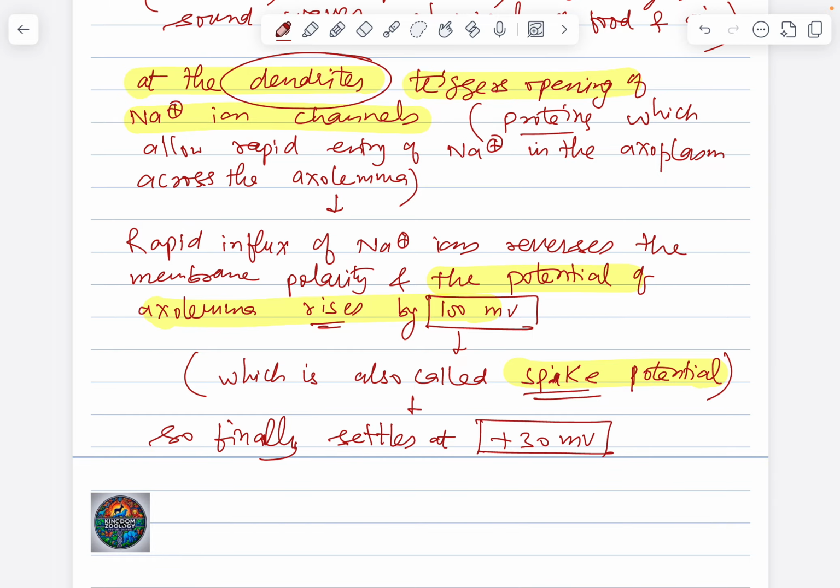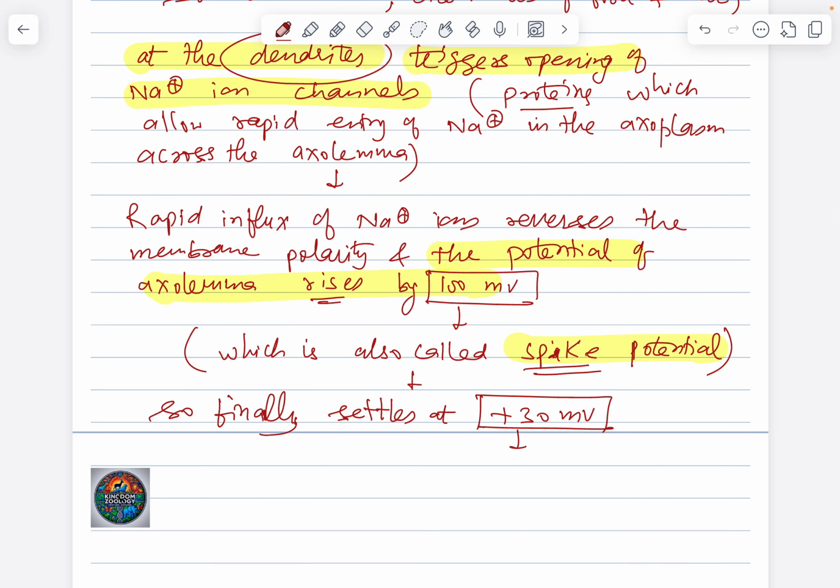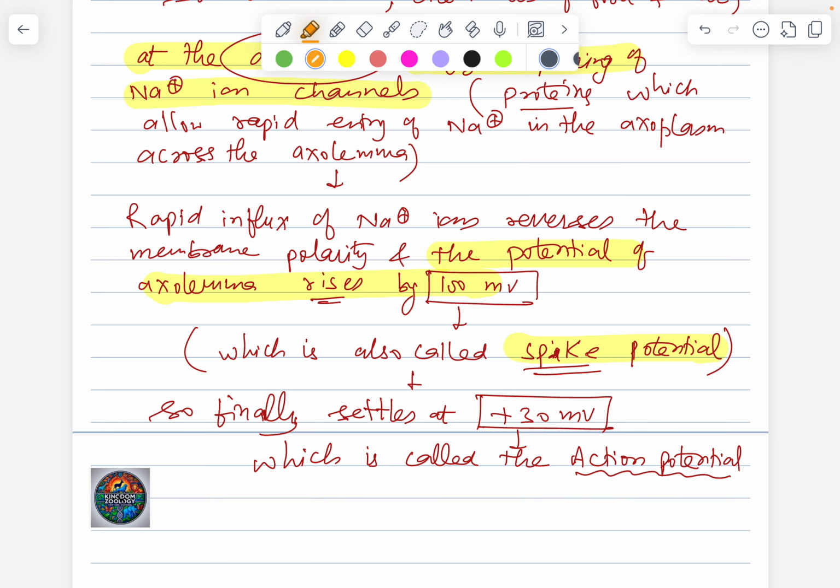Plus 30 millivolt. From minus 70, it will come and settle at what? Plus 30 millivolt, which is called the action potential. What is the original potential called? Resting potential. What has been created now because of the influx of sodium ions, that is the action potential.